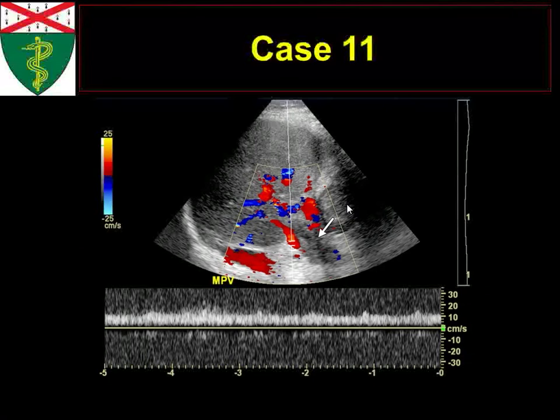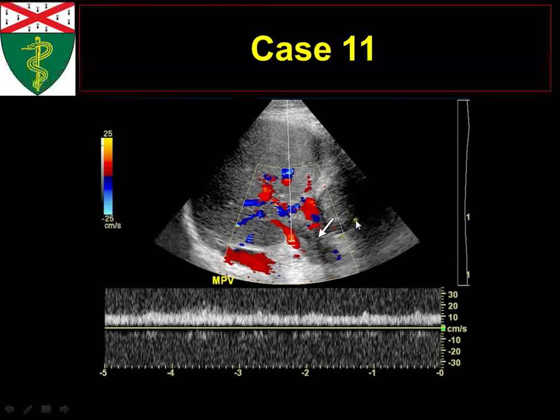Great. How about this case? We're interrogating the main portal vein. We see a little bit of flow, but is that reassuring for us, or is there something else going on here? So the main portal vein comes from here to here. We have an arrow.